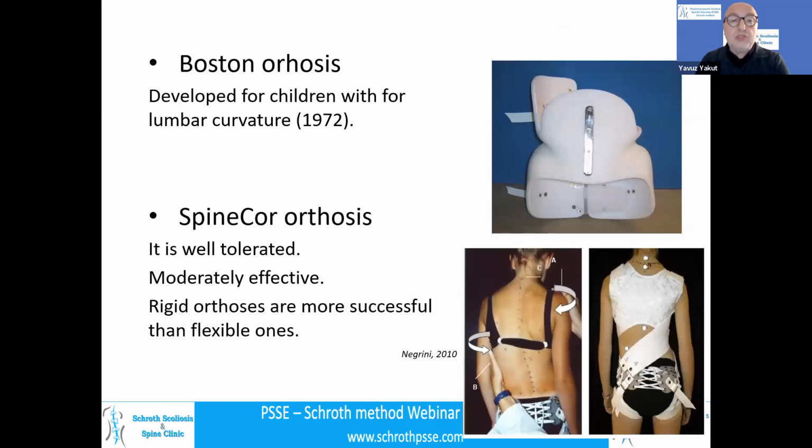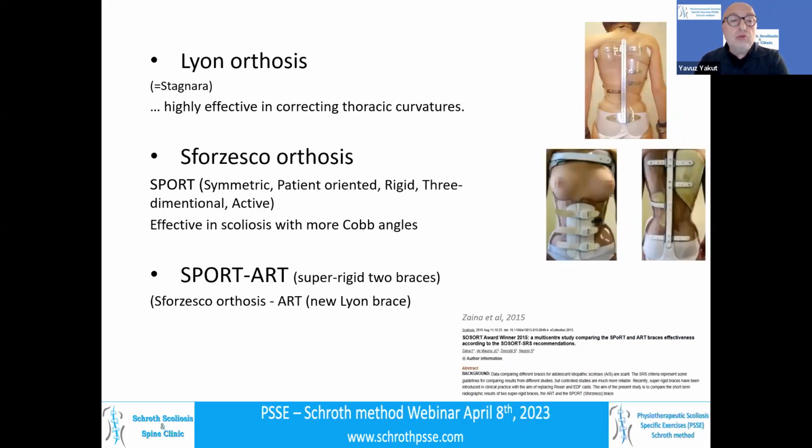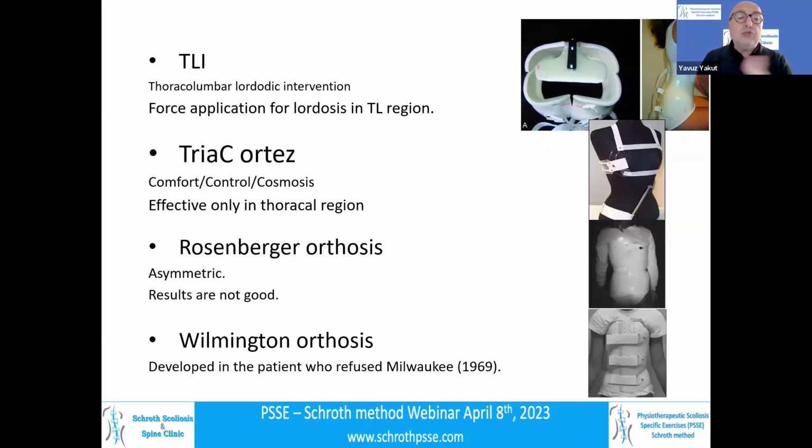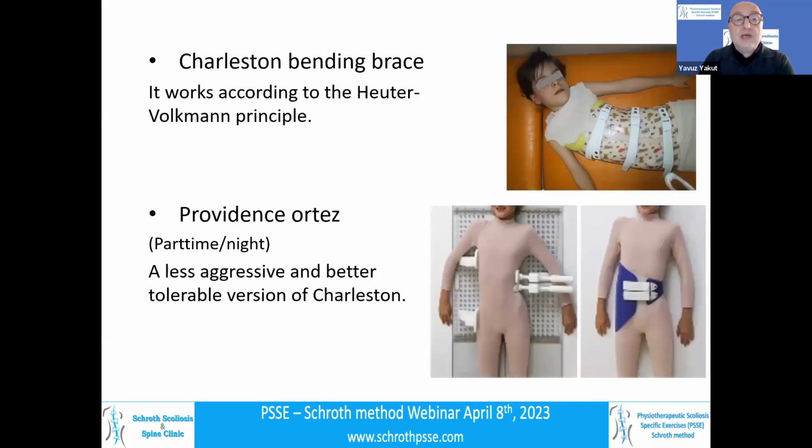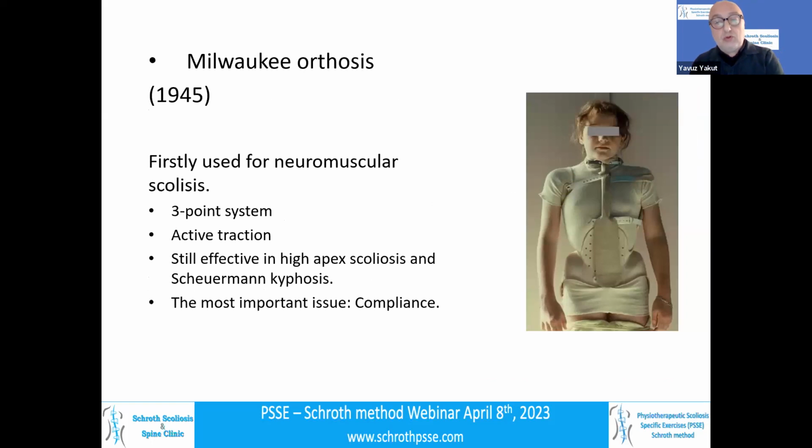Initially, it was very popular, especially for derotation and antilordotic effect, and then very flexible spine, Core orthosis, but the research is not so good. Lyon orthosis, Sforzesco, and the collaboration of Lyon and Sforzesco is a new one, Sport Art orthosis, especially for very hard or very, very rigid orthosis, and you can see other orthoses. Let me say something about the Providence orthosis, especially for nighttime, especially at the initial start of bracing, and 10 hours per day will be beneficial at the start, and for flexible scoliosis.